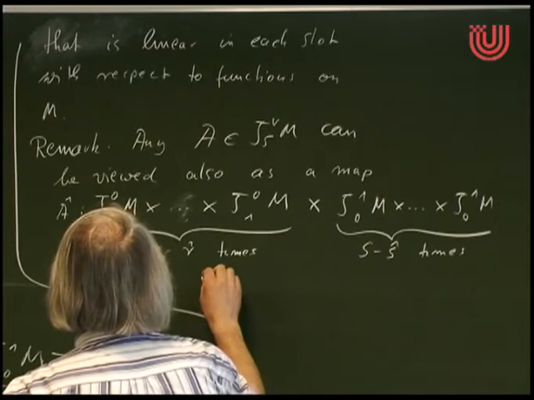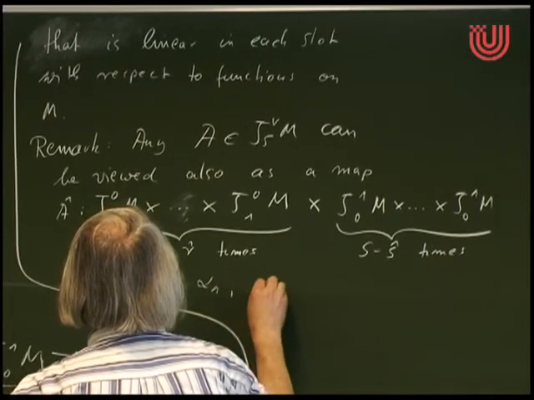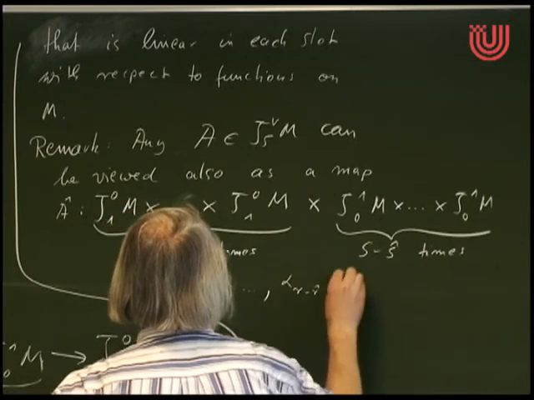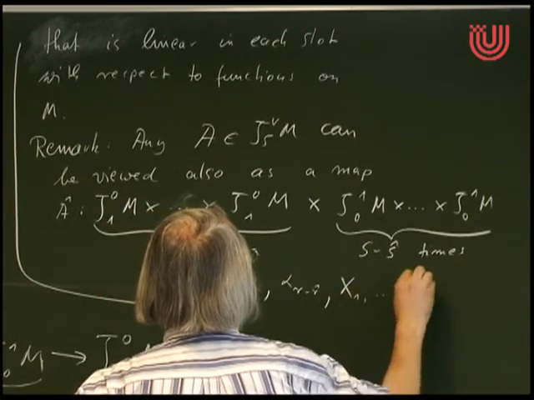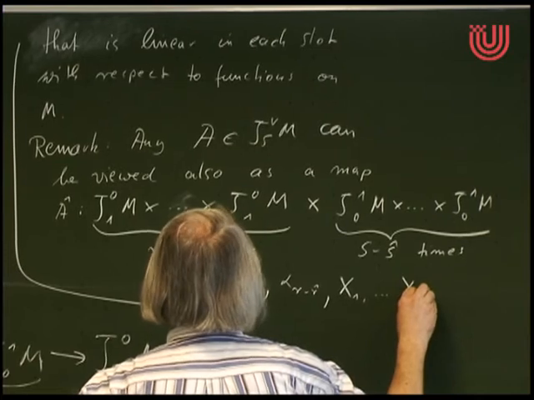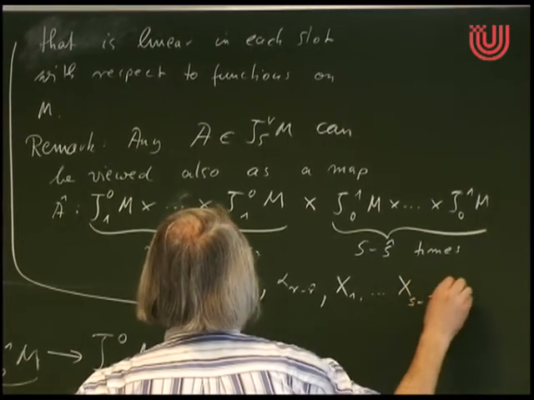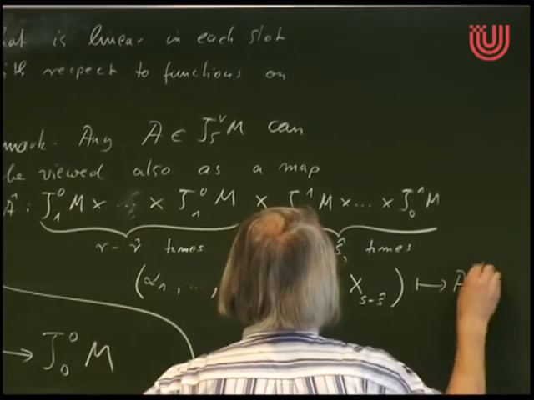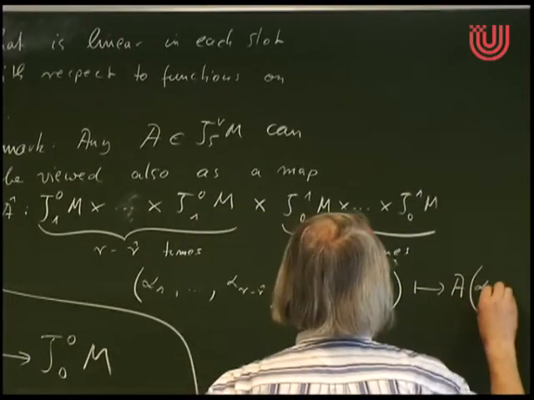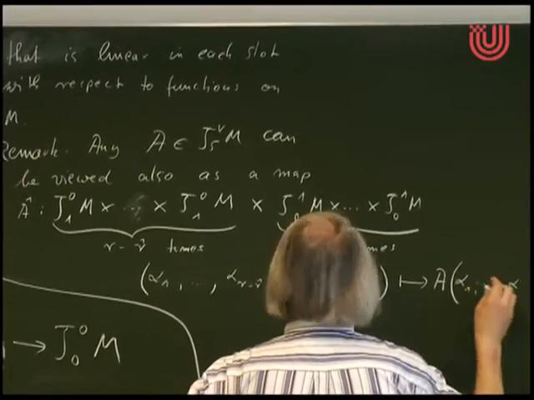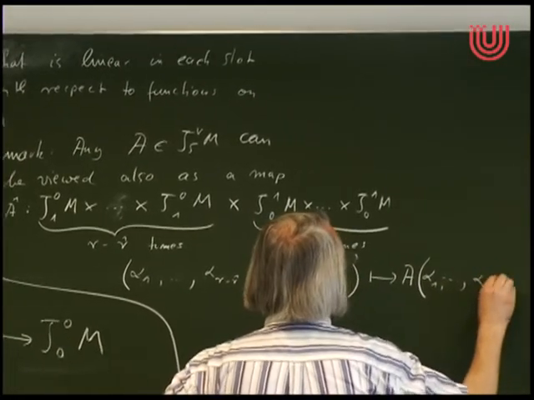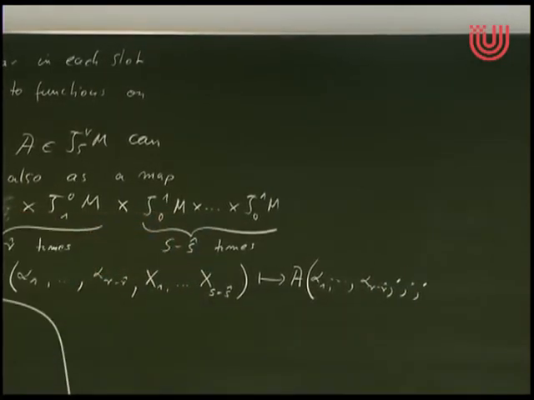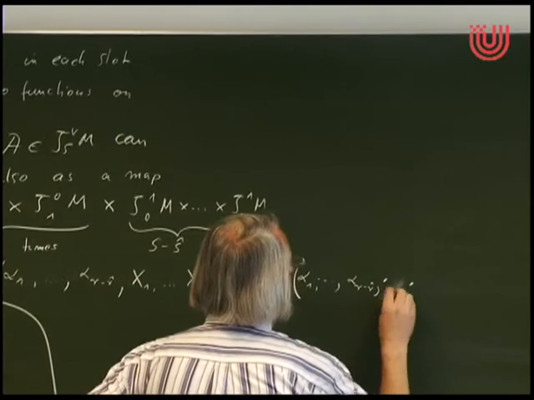Well, I have now alpha 1 to alpha R minus R hat and x1 to x S minus S hat. And I want to feed this into A, which has more entries. So I have my A1 to A R minus R hat, but then there are entries left open. It's a certain number. Okay, let me write it this way.